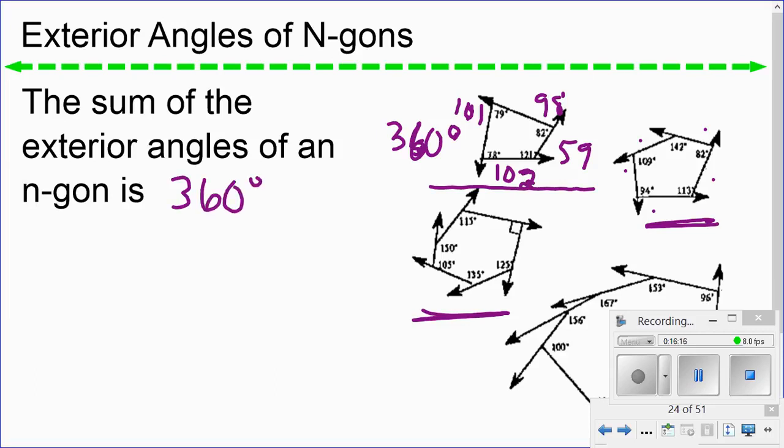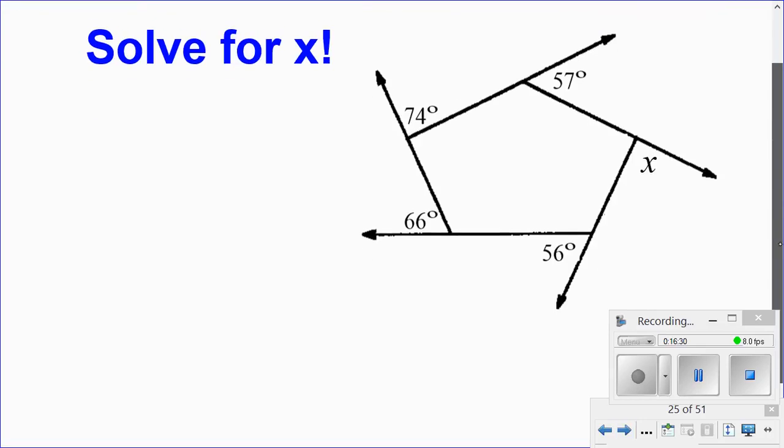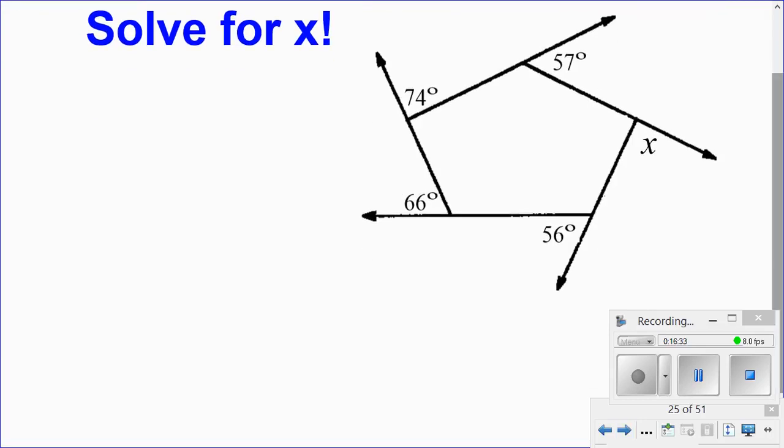Always. Okay, so we don't have a formula or anything. You just have to remember that any polygon, the sum of its exterior angles will always be 360 degrees. So if I'm trying to do a problem like this one, and I'm supposed to solve for x, I'm just going to add up all these exterior angles, and I'm only missing one, so I'll just subtract that from 360 because we know that the sum of the exterior angles is 360.